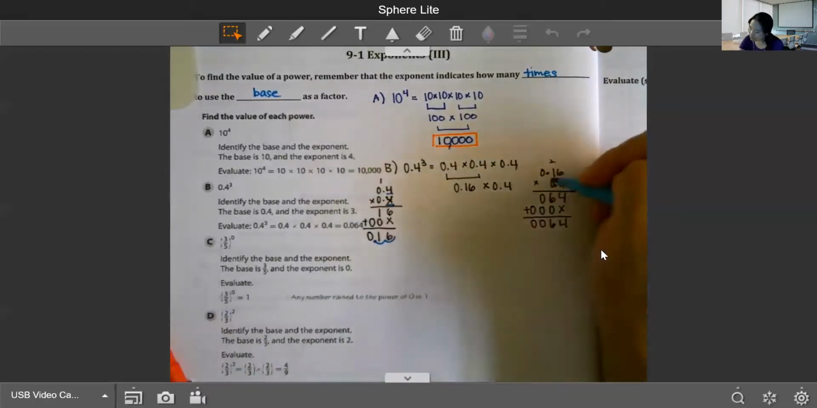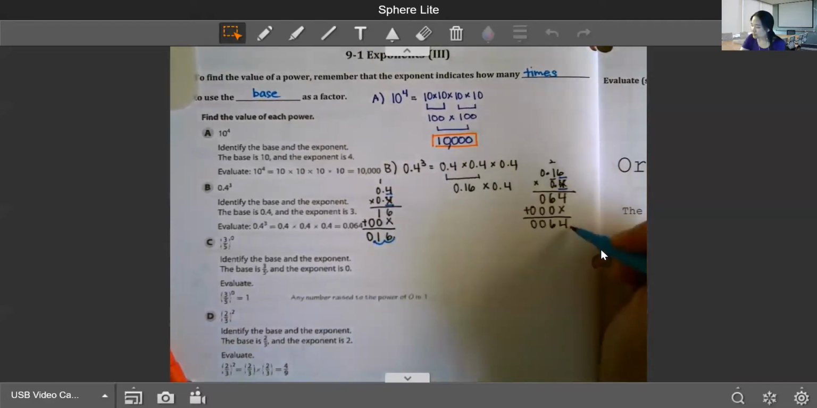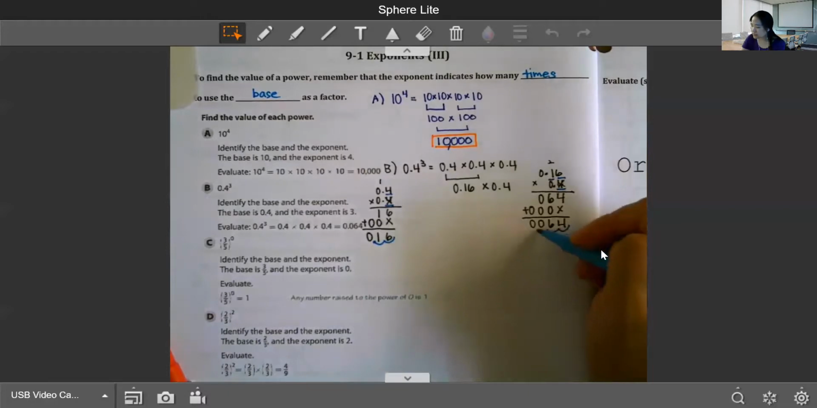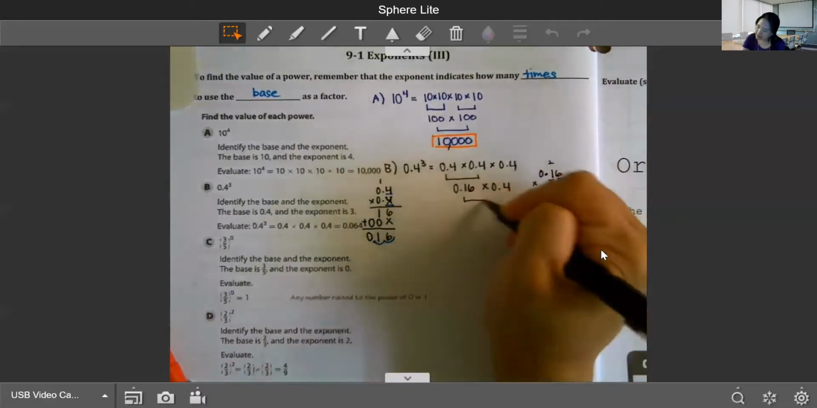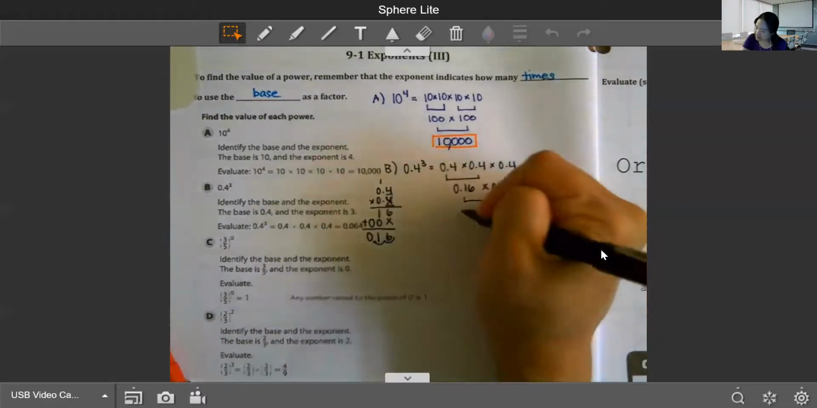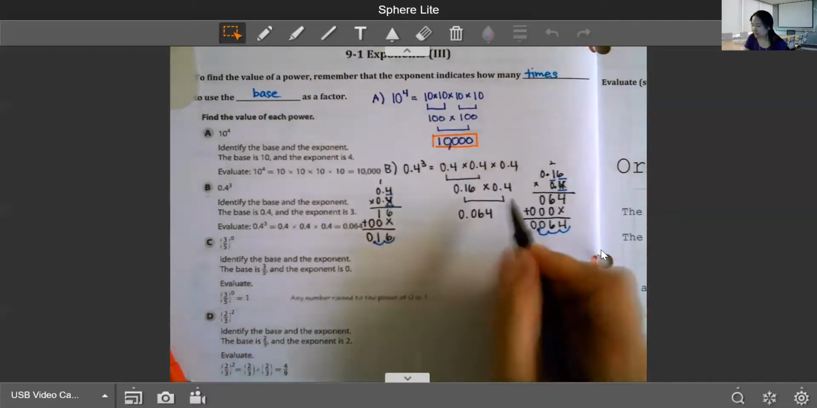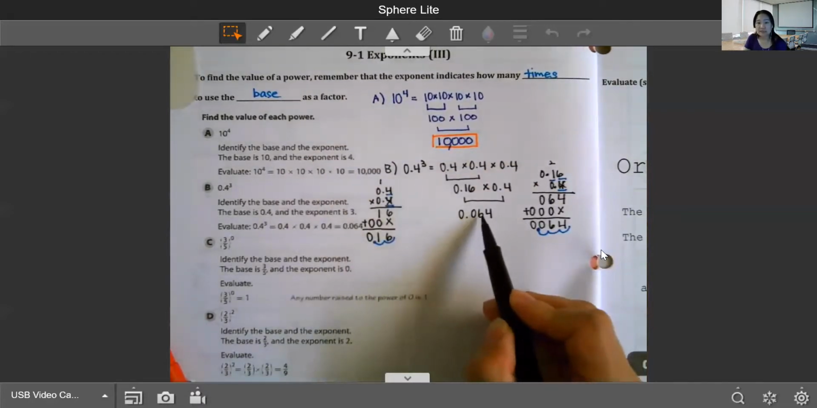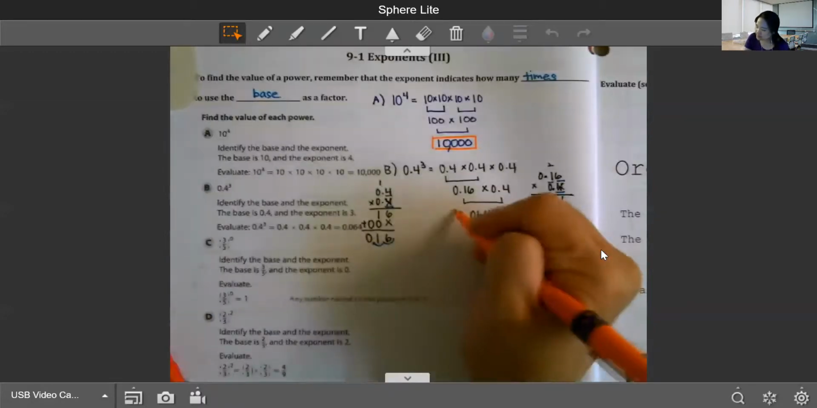I have 1, 2, 3 decimal places. So I will move 1, 2, 3 times to the left and put a decimal point. So the answer, my final value, is 64,000. Tenths, hundredths, thousandths. Okay, and box the answer.